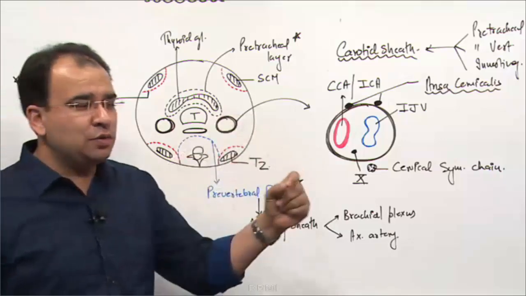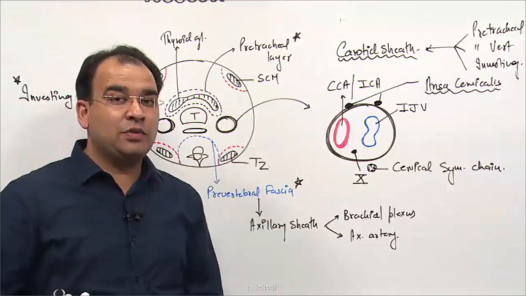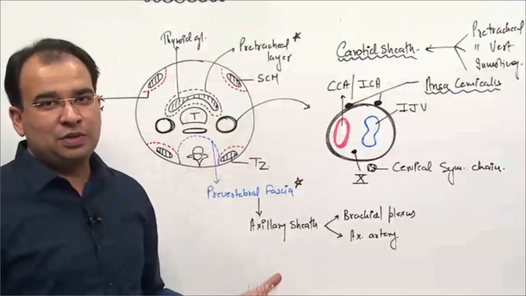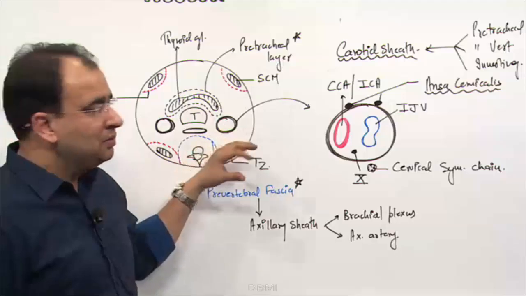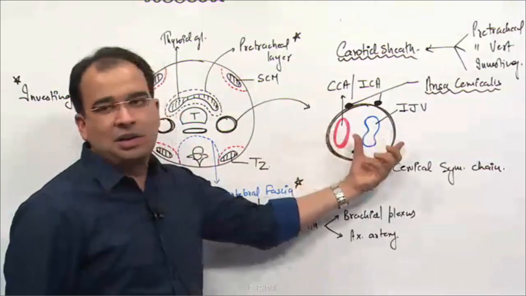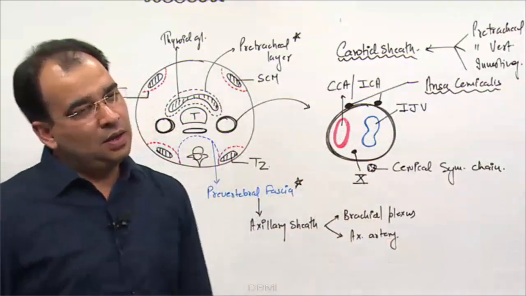And the question was, which of the following is the vagus nerve? To find the vagus nerve, you have to find the carotid sheath, which is very easy to find. Posterolateral to the thyroid gland is the carotid sheath, and in the carotid sheath, sandwiched between the common carotid and internal jugular vein, is the only nerve, and that is the vagus nerve.